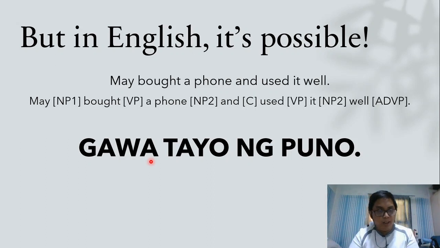Such with the example, May bought a phone and used it well. Sana all may pambili. Oh, si May, again, is considered as an NP. Okay? And then, bought, VP, kasi hindi na natin siya matatawag as the main verb phrase because we're assuming 2 verbs here. A phone, which is another NP. This time it's NP2 kasi it's different from May. And, which is a conjunction, therefore putting C.